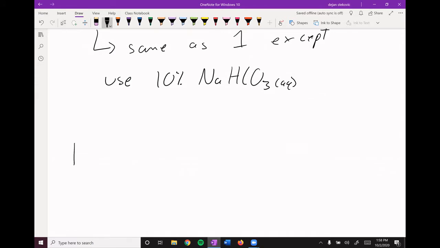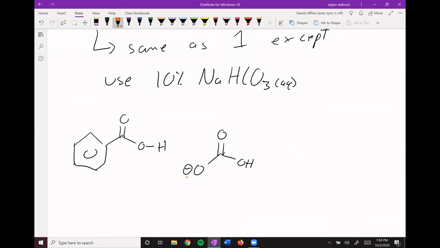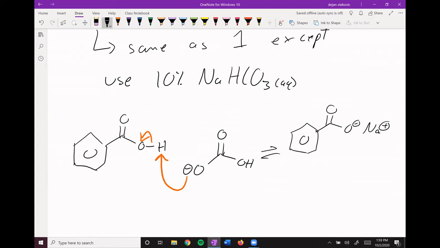And so if we think about our benzoic acid, and then we think about the structure of our bicarbonate, right? We can think about a possible acid-base reaction occurring here. And so this would then form sodium benzoate, O minus, and then there's sodium ions floating around, and some carbonic acid.